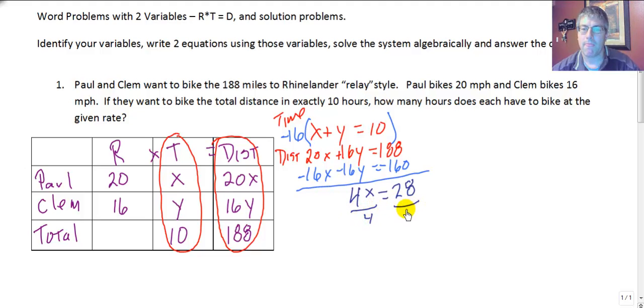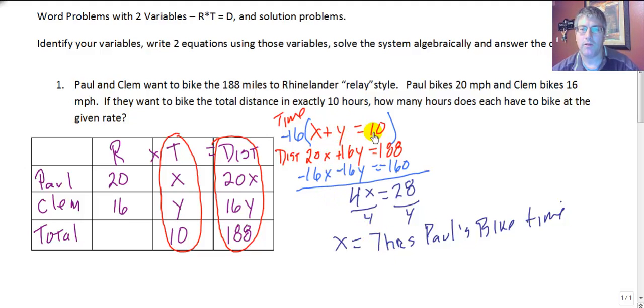We divide by 4, and we find out x equals 7. So x, of course, is Paul's time, so 7 hours is Paul's biking time. And if they were going to bike a total of 10 hours, okay, x is 7, so we can eyeball here that y must be 3. So y equals 3 hours. So Paul totally gets the better end of the deal here. He gets a lot more time on the bike. Clem's going to be sitting around doing a whole lot of nothing for most of this trip.